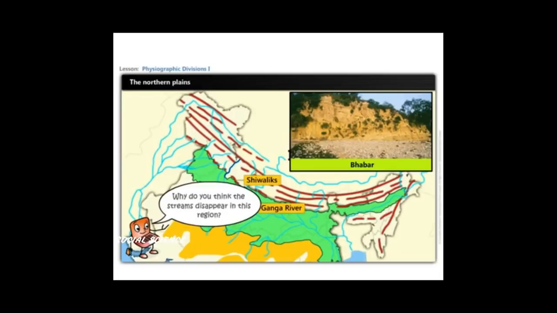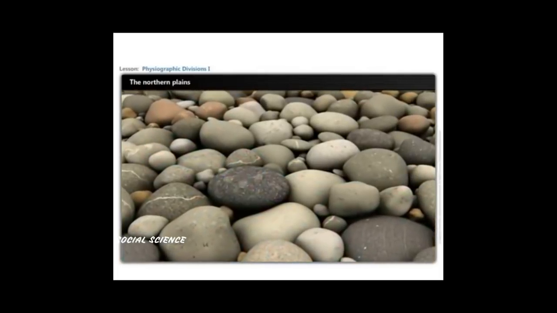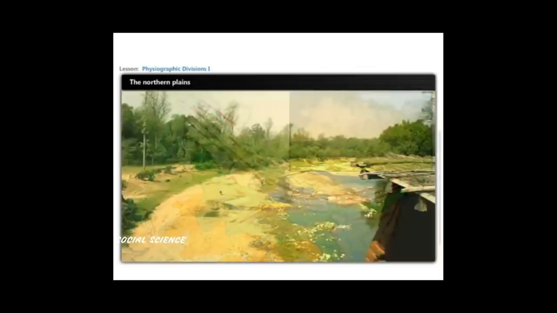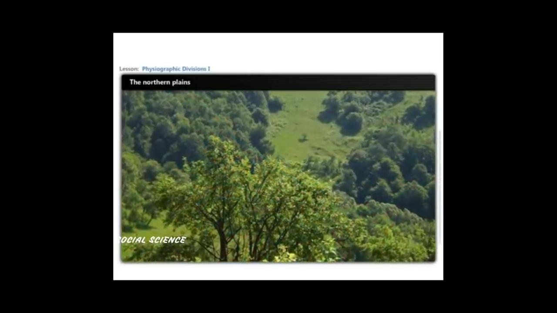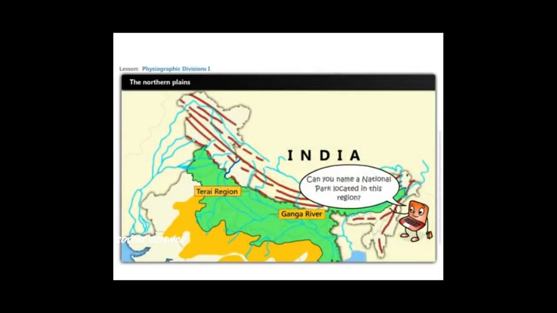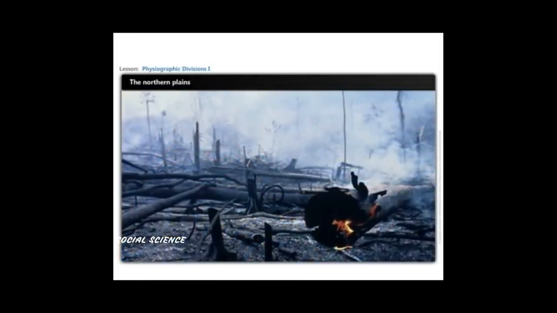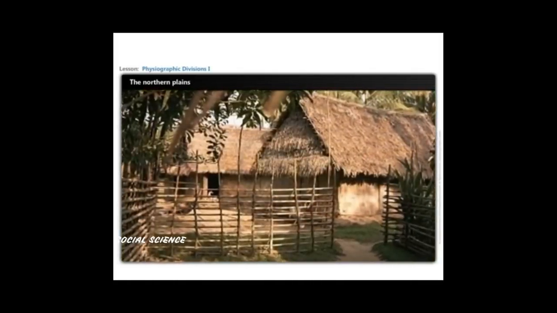Why do you think the streams disappear in this region? The streams disappear here as they flow through the pebbles deposited by Ganga. South of the Bhaba region, the streams and rivers re-emerge and create a wet, swampy and marshy region known as Terai. This was a thickly forested region full of wildlife. Can you name a national park located in this region? Dudhwa National Park is one such example. The forests have been cleared to create agricultural land and to settle migrants from Pakistan after partition.